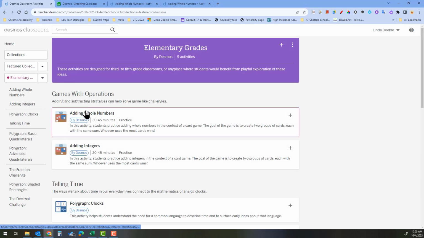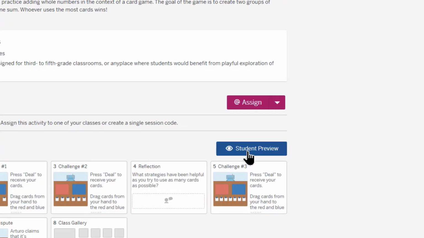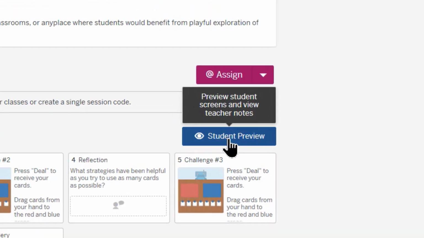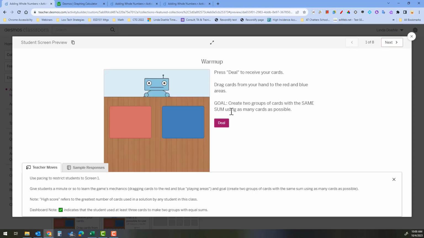You can select the lesson, and once you do, you will get a teacher's guide. You will see all the screens that your students will see. You can even do a student preview so that you could look at the lesson as your student would see it. And when you do that, you will be able to explore exactly how your students will see that lesson.